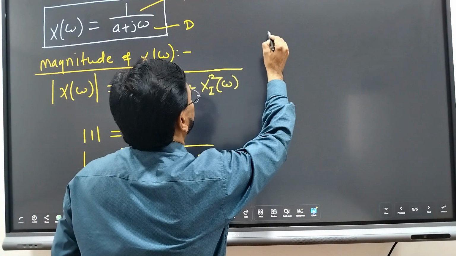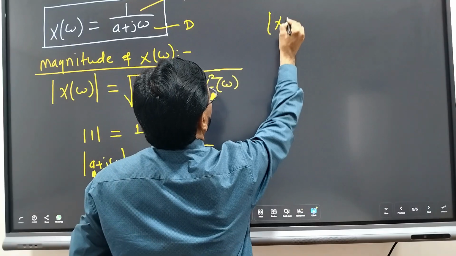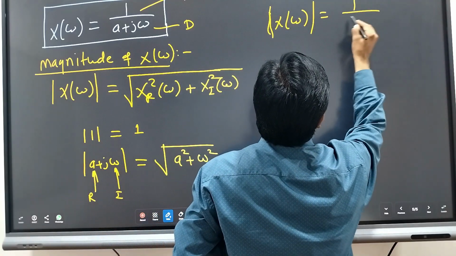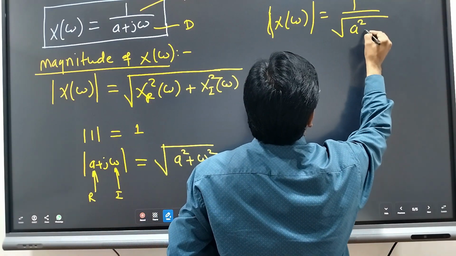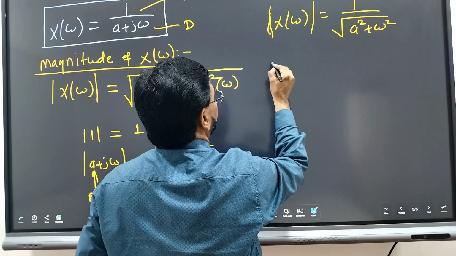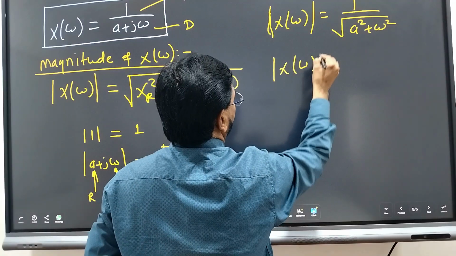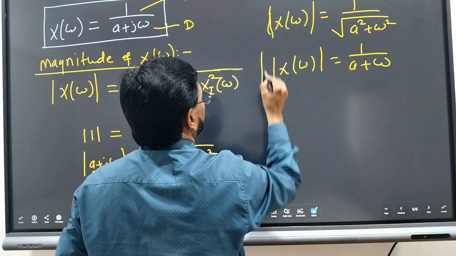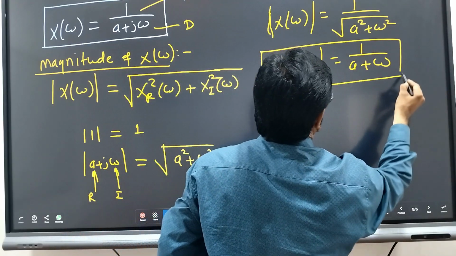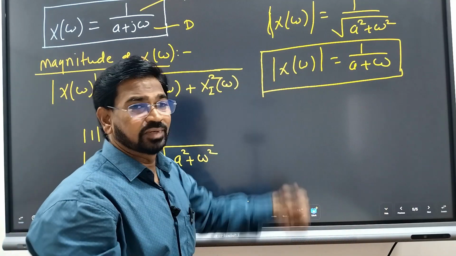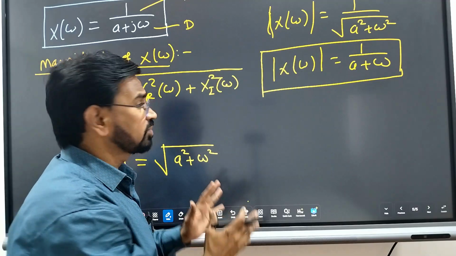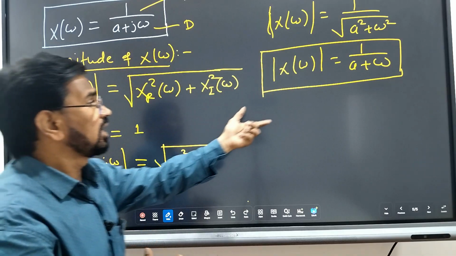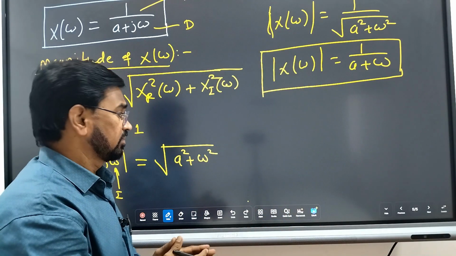Substitute here. So we'll get the magnitude of X of omega, which is equal to 1 over the square root of a squared plus omega squared. This is our magnitude of X of omega. From this we can find the magnitude spectrum. For the phase, we'll come back to this, and first we'll find the magnitude spectrum.